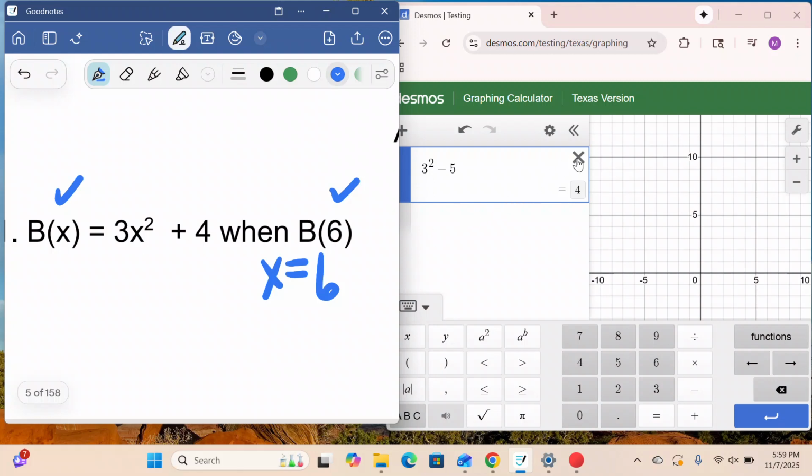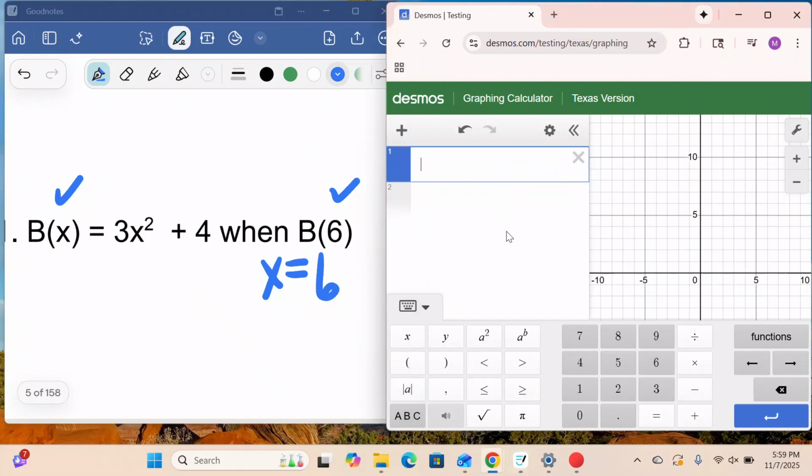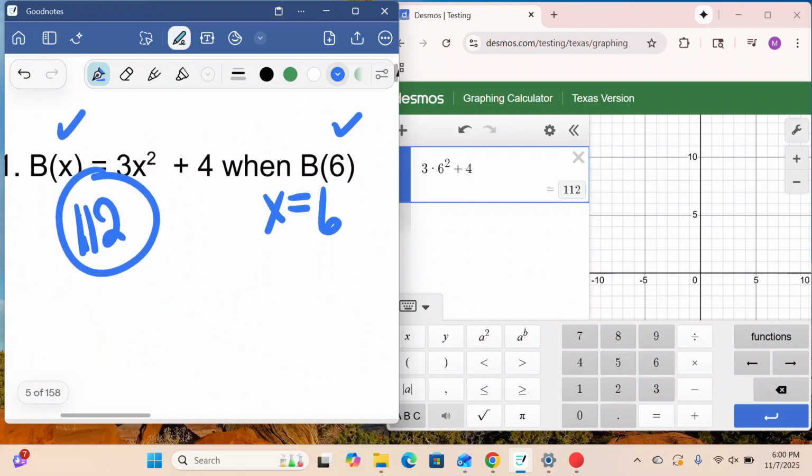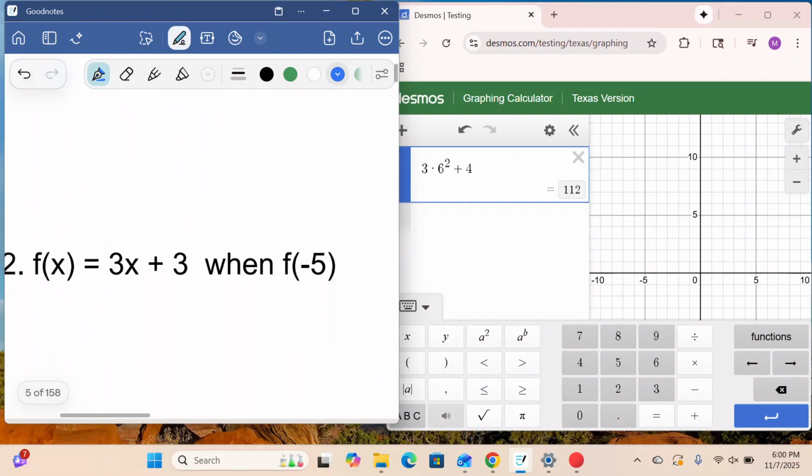So all we have to do is get on Desmos, and we put 3 times 6 to the second power, plus 4. And our answer in a flash will be 112, just by understanding what the functions are.